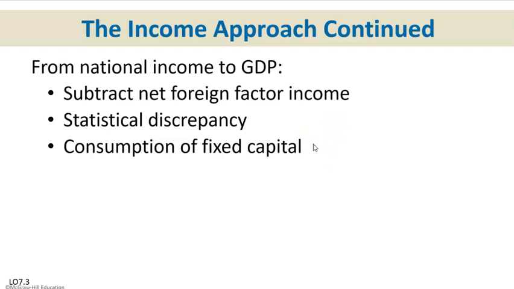And I mentioned this earlier, this is depreciation. So remember, depreciation is automatically counted in the expenditure approach. It's already a part of gross investment. So it's getting counted in that approach, which means we need to make sure and count it in the income approach so that the two equal each other. So subtract net foreign factor income, add statistical discrepancy, add consumption of fixed capital, and you get GDP.